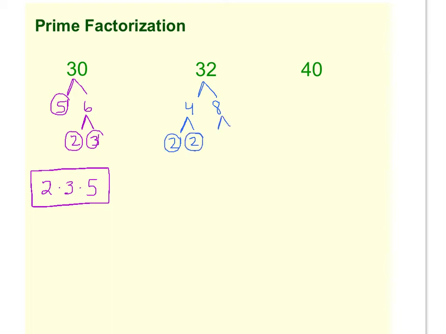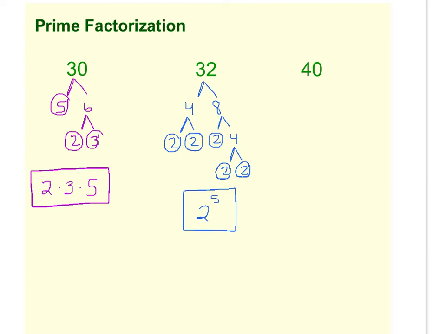8 will break down into a 2 times a 4. That 2 is prime, so we're done with that branch, but 4 still breaks down into a 2 times a 2. And those 2's are prime. So we got everything broken down. All we have are 2's, so how many 2's are we actually multiplying? There's 5 of them. So our prime factorization will be 2 to the 5th power. We'll use exponents to help keep your prime factorization nice and concise.